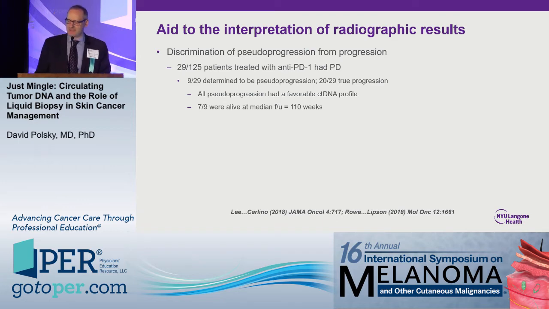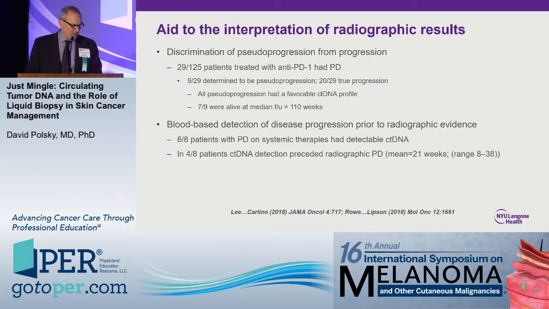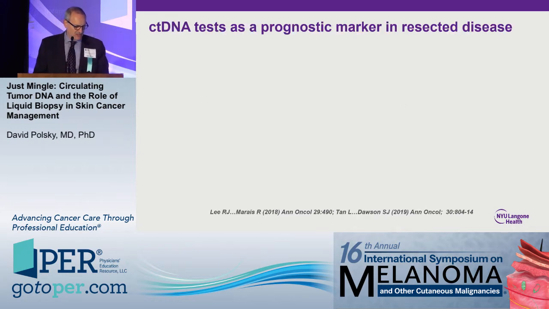They had either undetectable ctDNA or it was detectable and then went to undetectable. And 7 of those 9 patients were alive with a median follow-up of 110 weeks. The group from Evan Lipson down at Johns Hopkins also looked at radiographic correlation with ctDNA, and in 8 out of 8 patients that they were following with progressive disease on various systemic therapies, all 8 had detectable ctDNA at the time of progression, and in 4 of them, the ctDNA had predicted the radiographic disease progression by an average of 21 weeks, with a range from 8 to 38 weeks.